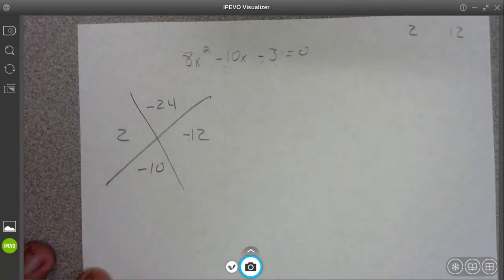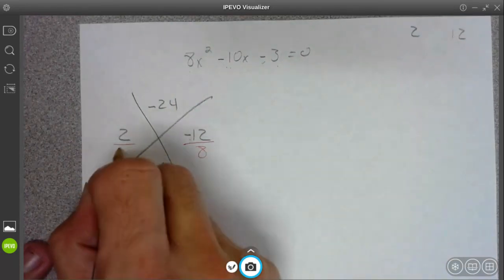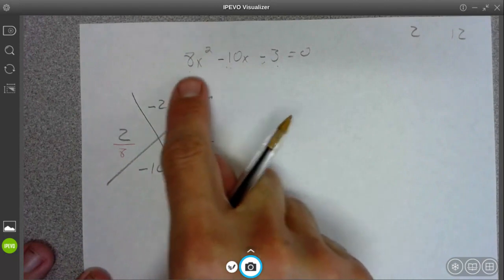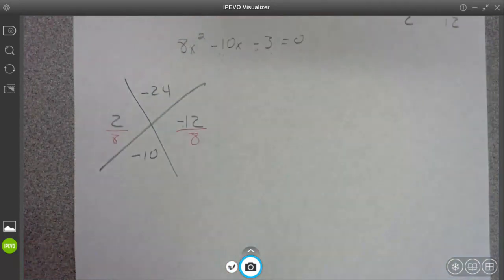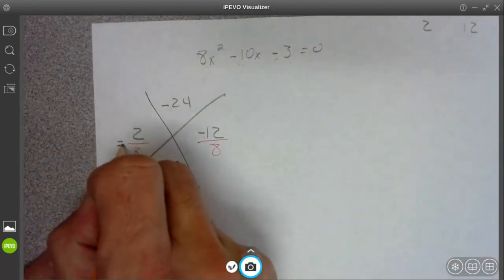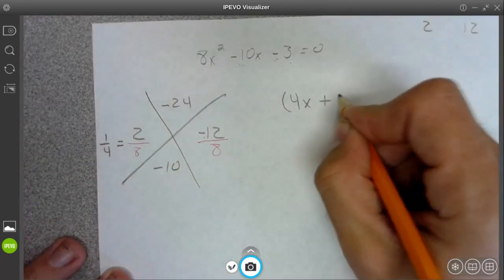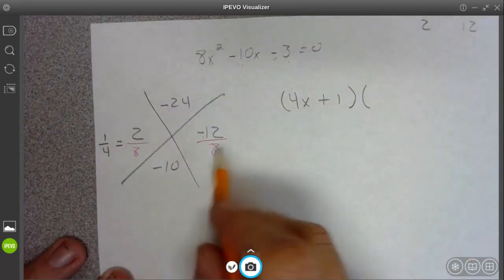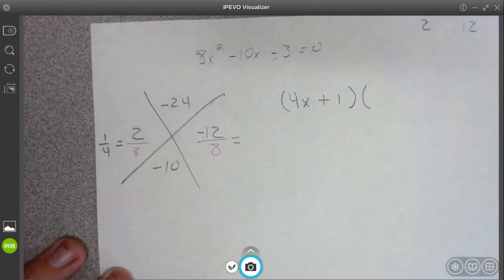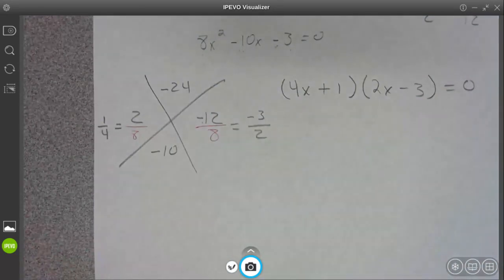And then let's go ahead and divide these. We've got to divide these by 8 because that was my A term. I didn't even check about the GCF. You really do have to check on that GCF. It's going to make your life so much easier. 2/8 will simplify down to 1/4, which means 4x plus 1 is a factor. 12/8, divide those both by 4, and you'll get a 3 on top and a 2 on bottom. So 2x minus 3 is the factor.